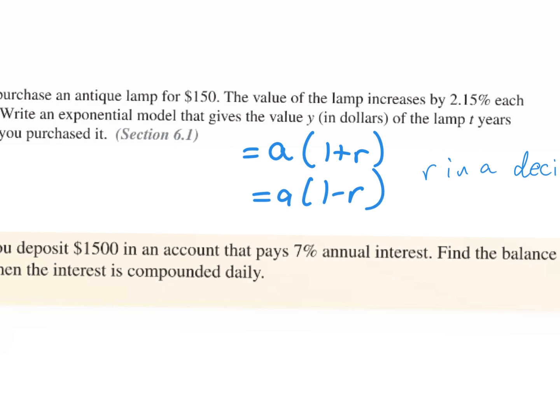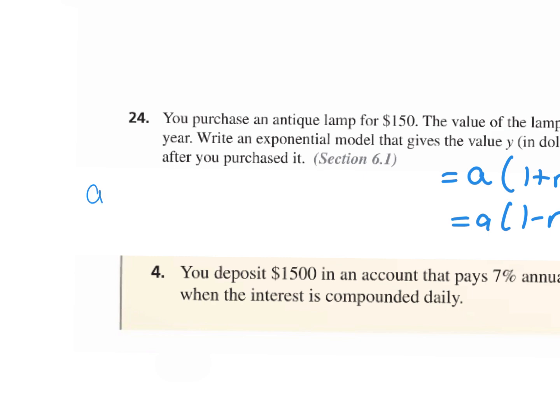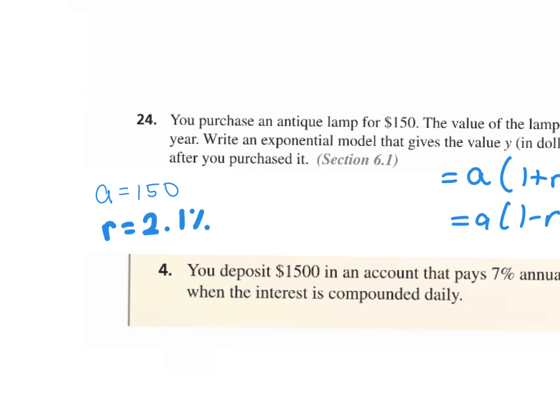So in this case, everything that we need is right here for us. What is our A value? What did we start with? 150. That's what I paid for my lamp, right? It says the value of the lamp increases. Is that a growth or a decay? A growth, good. What does it increase by? Well, your rate is 2.1%. Is that a decimal? No, it has a decimal in it, but that's not a decimal. How would I change 2.1% to a decimal? Over 100. So this becomes 0.021. If it were a decay, it would be 1 minus.